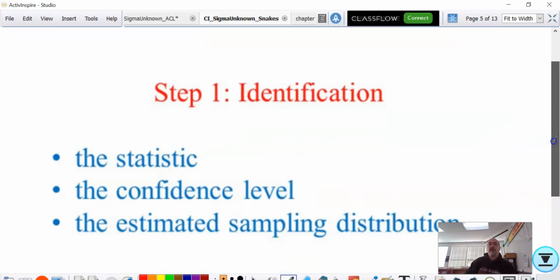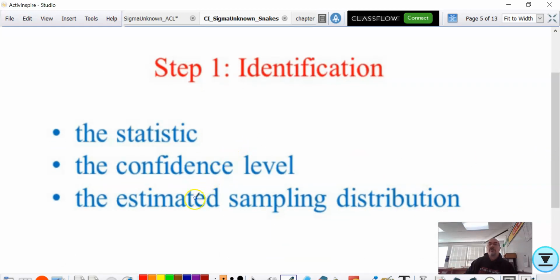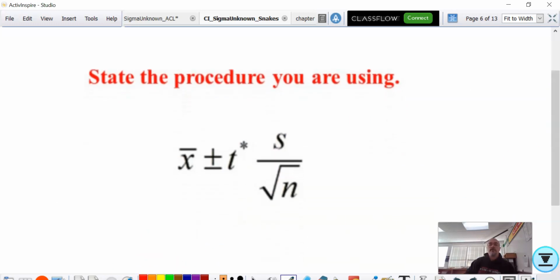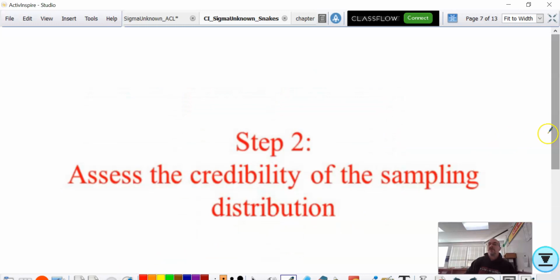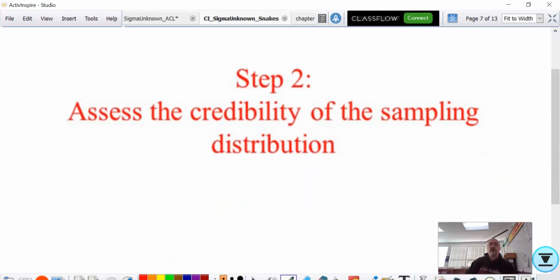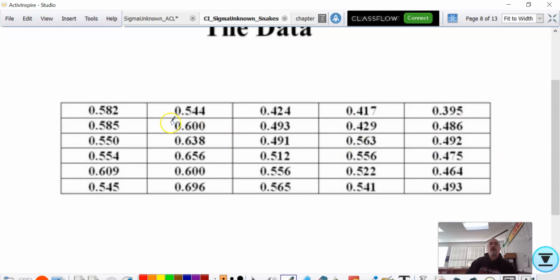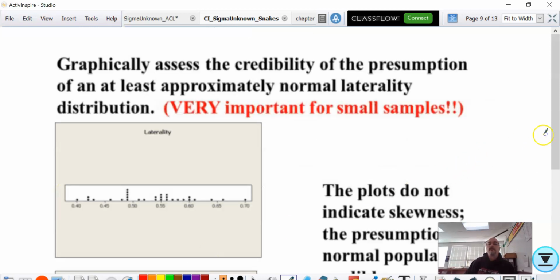Step 1, identification: statistics, confidence level, estimate population distribution. State the procedure we are using. Step 2, assess credibility of the sample distribution. Wow, lots of data here. Looks like we have a sample size of 30, which means a degree of freedom of 29.